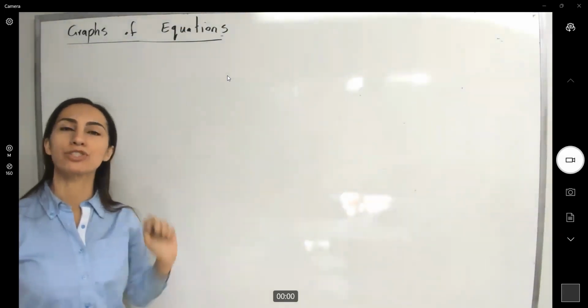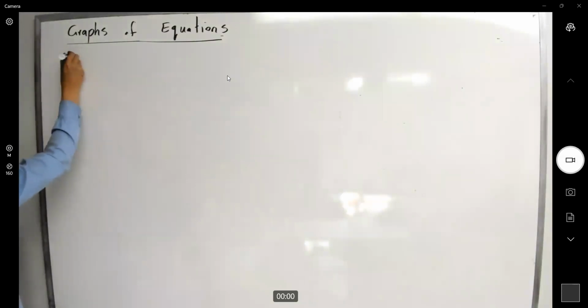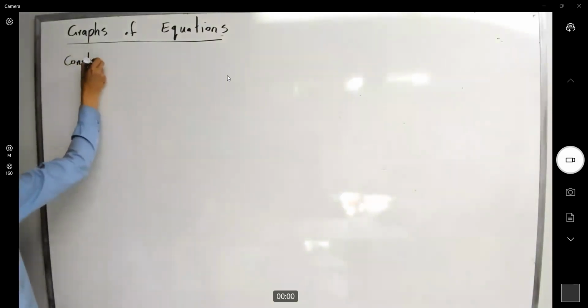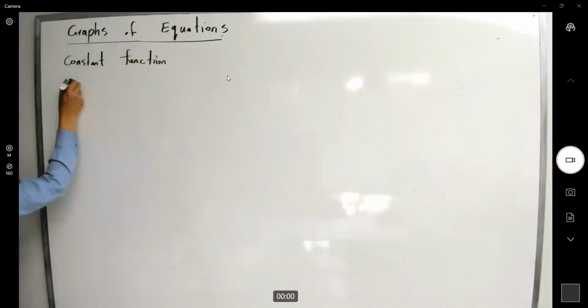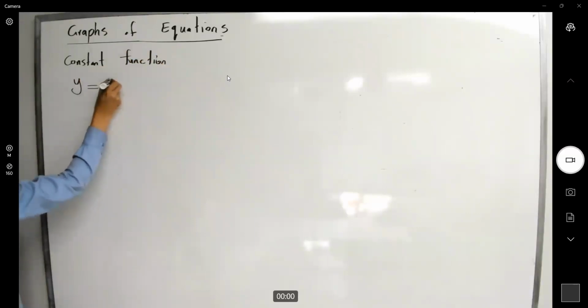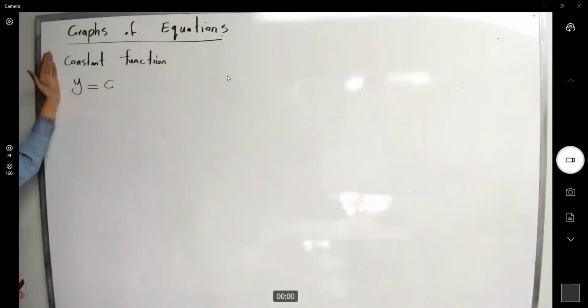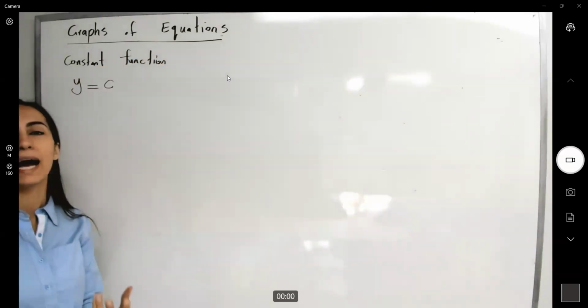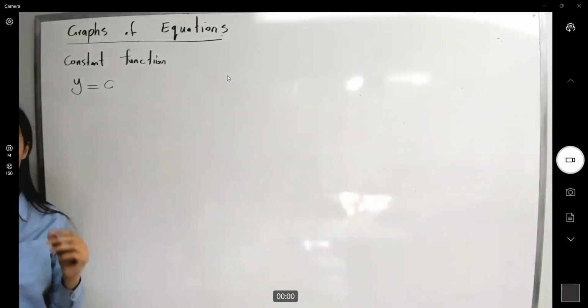The very first equation that I'm going to work with is a constant function, which is defined as y equals a constant like c. This is the general definition of a constant function. When you have a function like this, no matter what your x value is, your y value is always fixed.